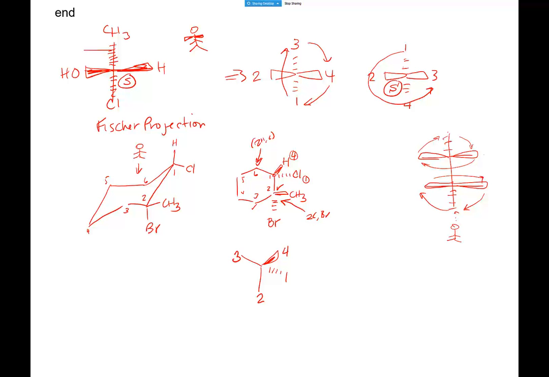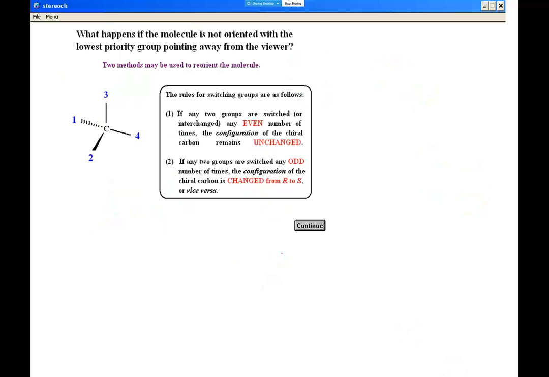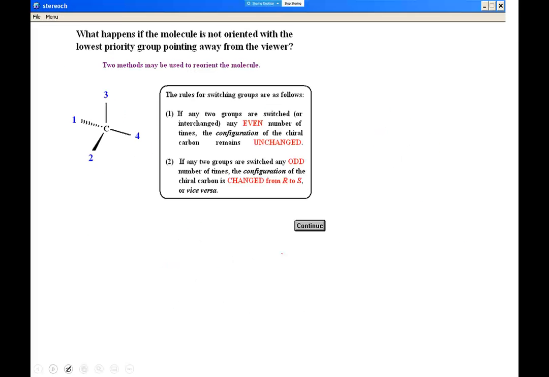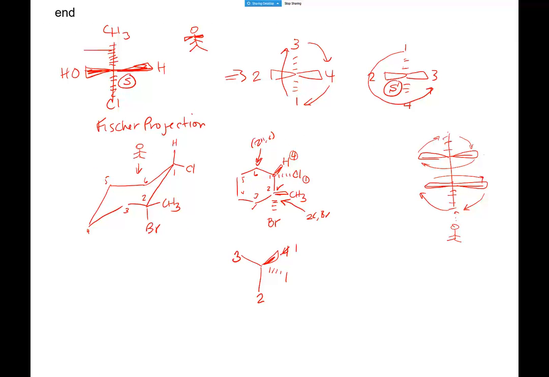Or you could just do this. Switch one and four. Switch two and three. Two switches. Four's away from me. Going from one to two to three is still counterclockwise. Another S.